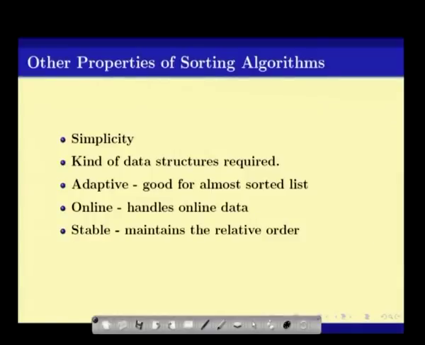The next one is this stableness. Now, stableness basically says that we might have two elements in this set which are comparably the same, but then we want to maintain that the one that comes before in the set S should also come before in the sorted set. So, this is what we call stable.